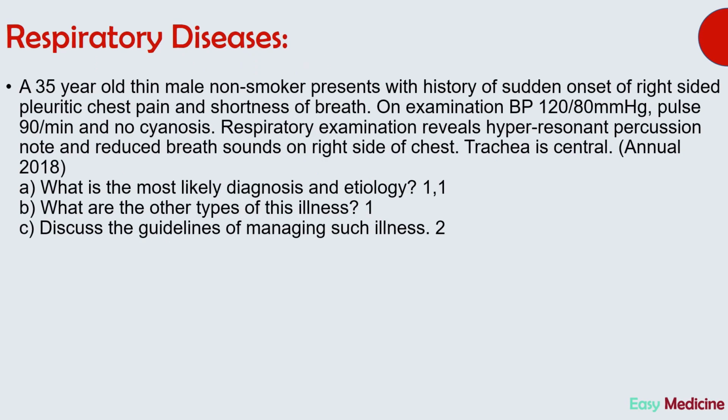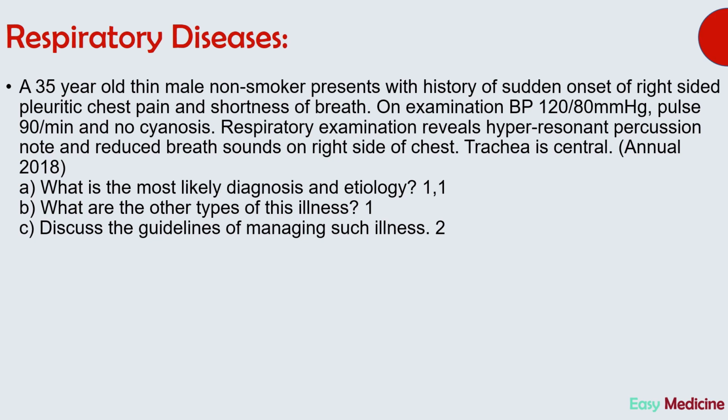Let's begin. The first question is, a 35-year-old thin male non-smoker presents with a history of sudden onset of right-sided pleuritic chest pain and shortness of breath. On examination, blood pressure is 120/80, pulse is 90 per minute and no cyanosis. Respiratory examination reveals hyperresonant percussion note and reduced breath sounds on right side of the chest. Trachea is central. This question was in annual examination of 2018.